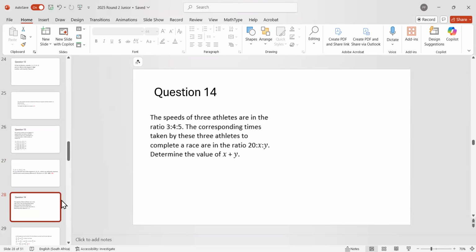It is given here that the speeds of 3 athletes are in the ratio 3 is to 4 is to 5. The corresponding times taken by these athletes to complete a race. So they give you the ratio of the speeds and they give you the ratio of the times, right? They don't tell you what the times are and they don't tell you what the speeds are. They will just give you ratios. And they ask you to calculate what x plus y is. Okay, so we have to use some.